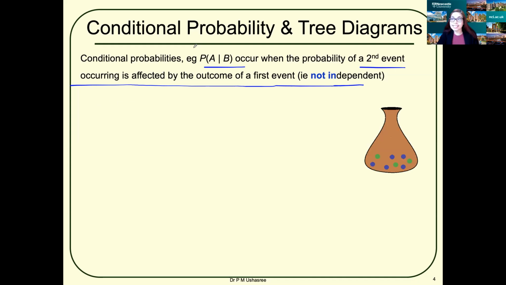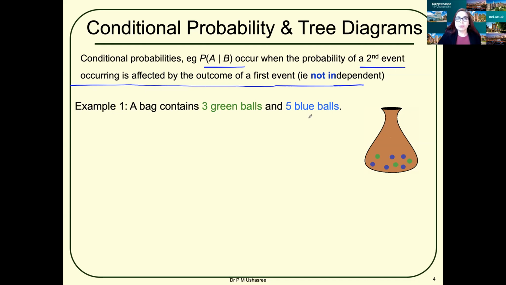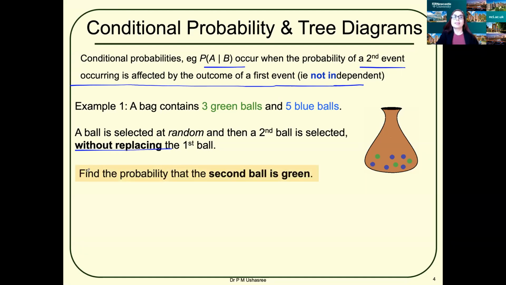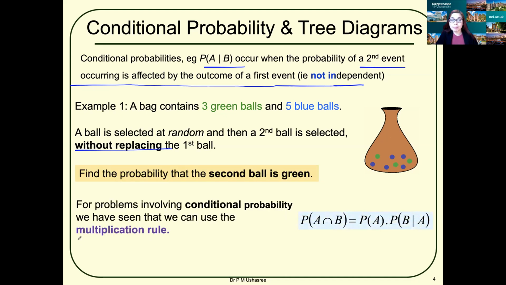Now let's take an example to understand this with a tree diagram. So we have a question here. A bag contains 3 green balls and 5 blue balls. A ball is selected at random and then a second ball is selected without replacing the first ball. Find the probability that the second ball is green. If I had asked you this question last week, you would have used the multiplication rule to solve this conditional probability problem. So why don't you try that now and find the probability that the second ball is green?